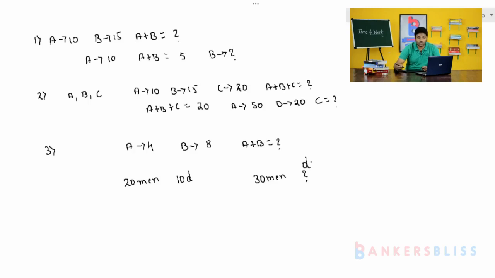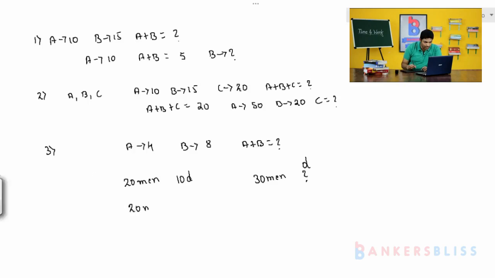See, in the previous one we have seen A takes 4 days, B takes 8 days. If both of them work together, how many days? It is very easy to calculate because A is a single person, B is a single person. But now here they are telling that 20 men 10 days, 30 men how many days? Okay, and you can expect this type of question also.